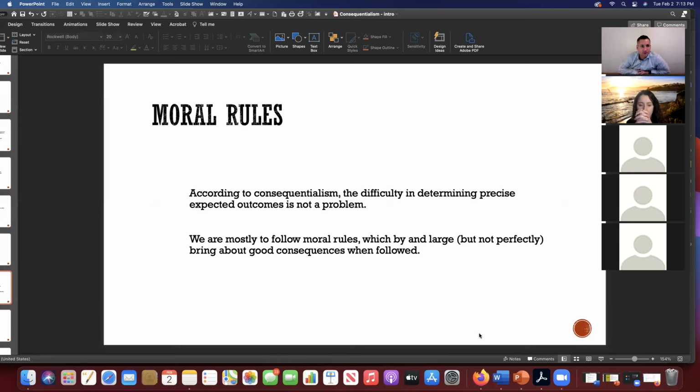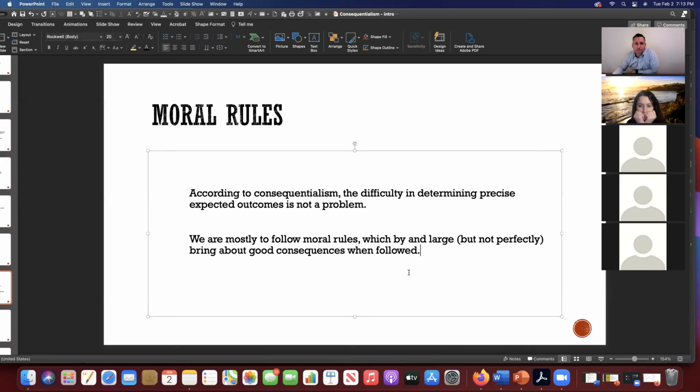The consequentialist needs to reply to these kinds of concerns, and many of them claim that the difficulty in determining precise expected outcomes is not really a problem. And as I anticipated, they will claim something like this: we're mostly just to follow moral rules, which by and large, but not perfectly, bring about good consequences when followed. So consequentialists, like the ones currently working out sophisticated versions of consequentialism, are going to say things like, look, we have our moral code, and the moral code might be diverse in a society, in the sense that there are lots of different moral codes, but there could be quite a bit of overlap. And in the overlapping portions of our moral codes, when you take a whole bunch of them together, you might see things like you shouldn't lie, you shouldn't steal, you shouldn't kill, right?